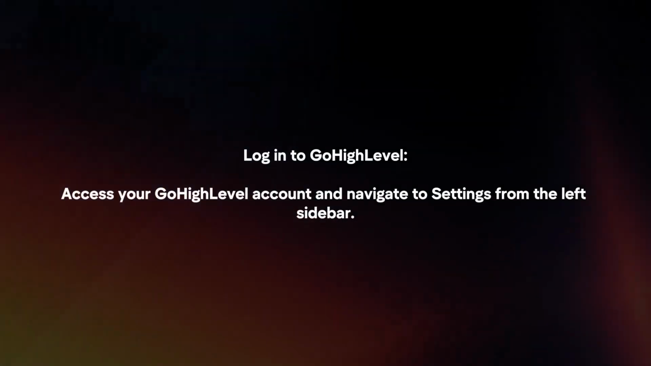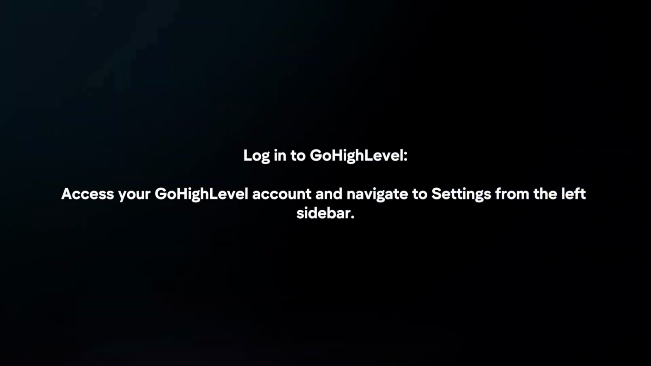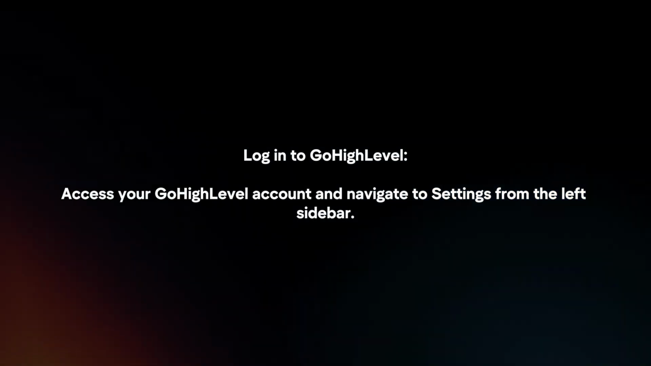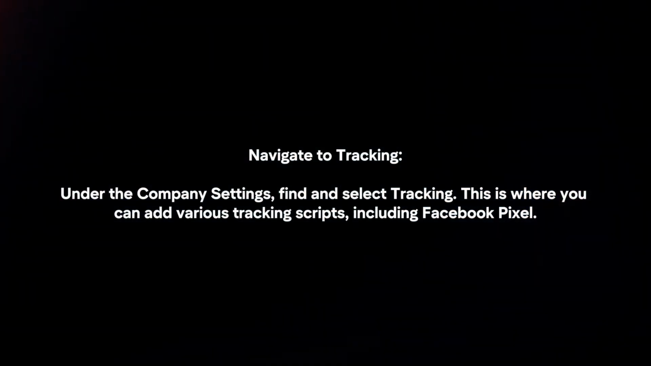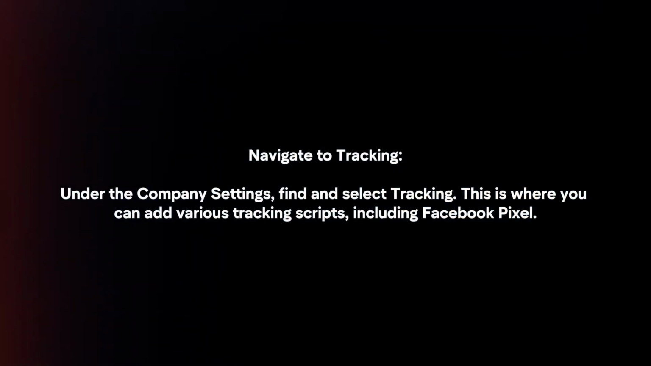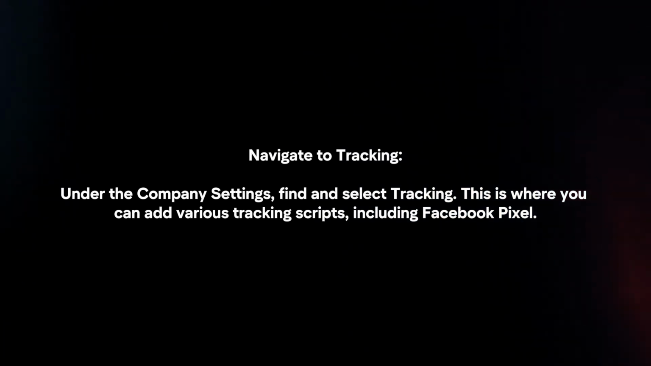Log into GoHighLevel. Access your GoHighLevel account and navigate to the settings from the left sidebar. Navigate to Tracking. Under the company settings, find and select Tracking. This is where you can add various tracking scripts, including Facebook Pixel.